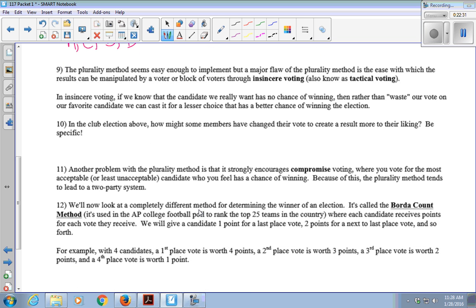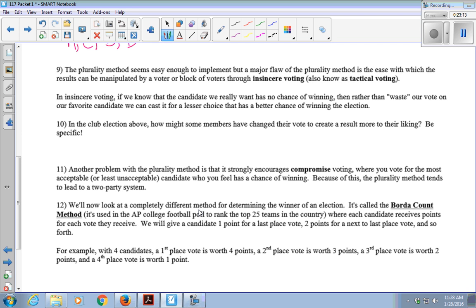Okay, so the plurality method seems easy enough to implement, but a major flaw is the ease with which the results can be manipulated by one voter or a block of voters through what's called insincere voting or tactical voting. In insincere voting, if you know that the candidate you really want has no chance of winning, then rather than waste your vote on your favorite candidate, you might cast it for a lesser choice, but that has a better chance of winning. So can anybody think of an actual situation where this may or may not have happened or may happen in the future?